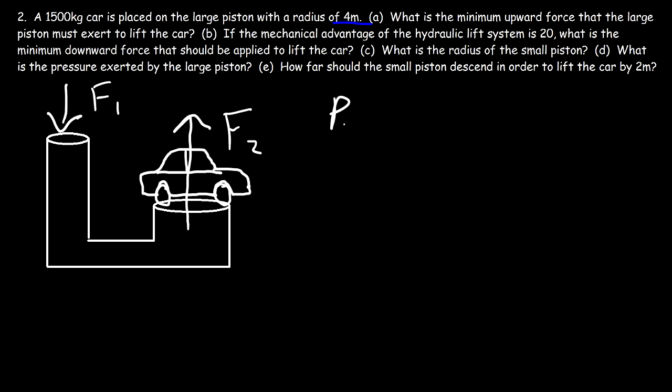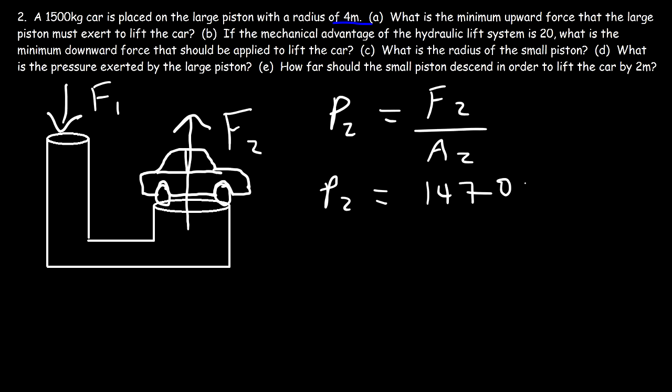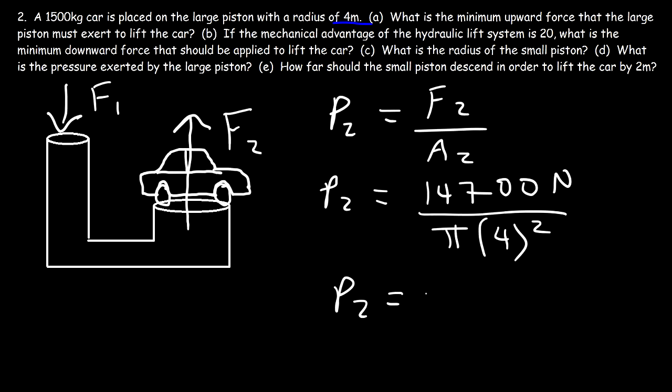So pressure is force divided by area. So the force exerted by the large piston, we know it's 14,700 newtons. And the area is pi r squared. And the radius of the large piston is 4 meters. So it's 14,700 divided by pi times 4 squared, or 16. So the pressure is 292.4 pascals. Keep in mind, 1 Pascal is 1 Newton per square meter.